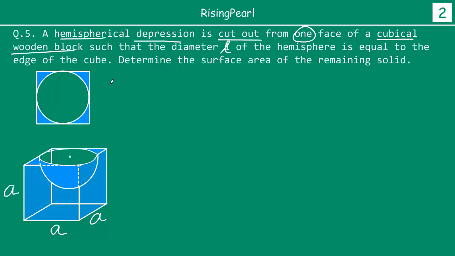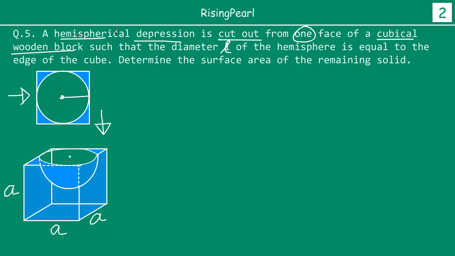But what is given is that it is being done in such a way that the diameter L of the hemisphere is equal to the edge of the cube, and that is why the top figure comes in. So imagine you are looking at this from the top. If you are looking at this from the top, it will look something like this. The top face of the cube will look like a square, and the hemispherical depression which is cut out will look like a circle.